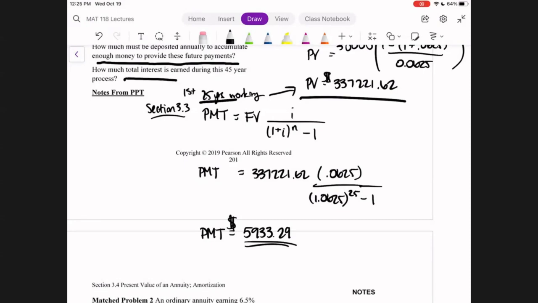Remember, it's how much money did you actually put into the account, right? So remember, for 25 years, you're paying this for how many periods? So you put in minus take out. You put in the $5,933.29 how many times? 25 times. And then we're going to take away from that, well, how much am I taking away every year when I retire? $30,000.